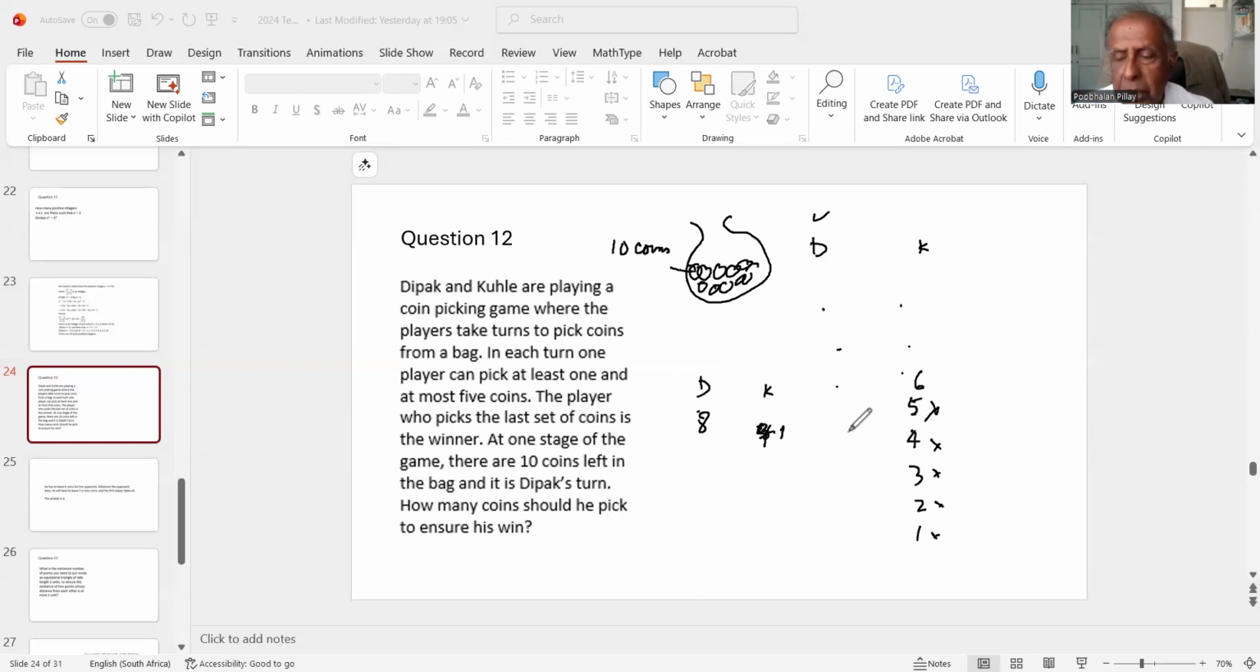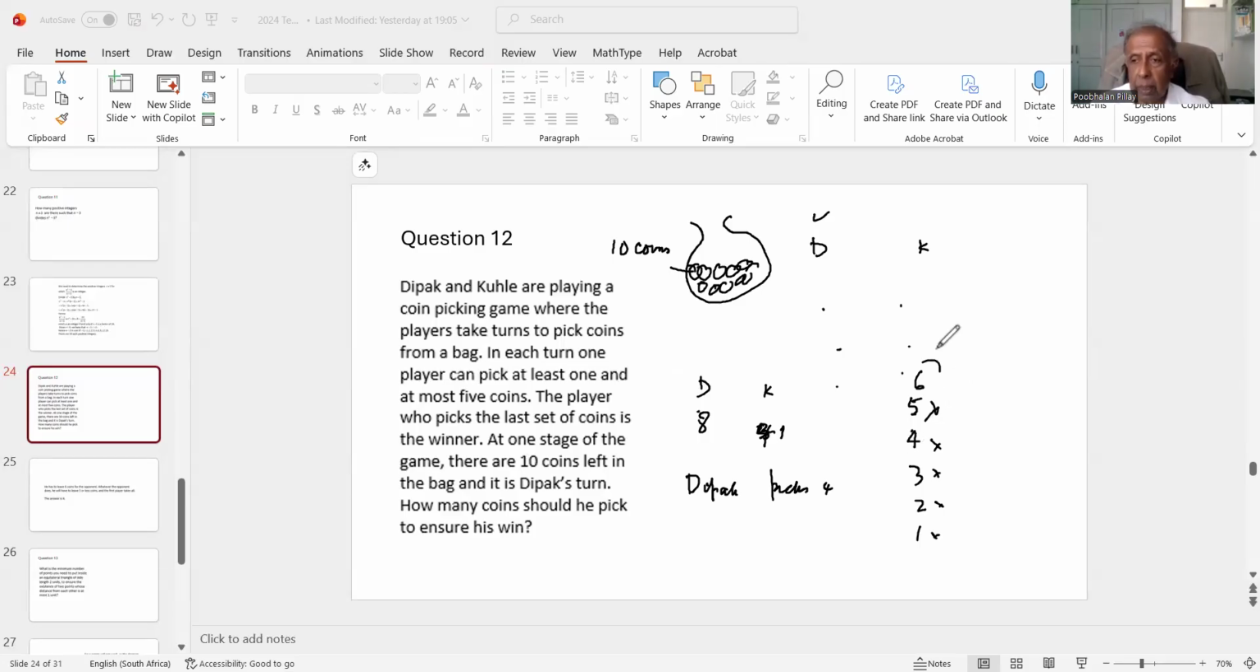How many coins should he pick to ensure his win? He must pick exactly 4. I think more than that, this fellow can bring it down to 6. So Deepak picks 4. Now, whatever Kushler does, Deepak will win because he's going to reduce the 6 by a positive number, and Deepak can take that completely, and he wins again.